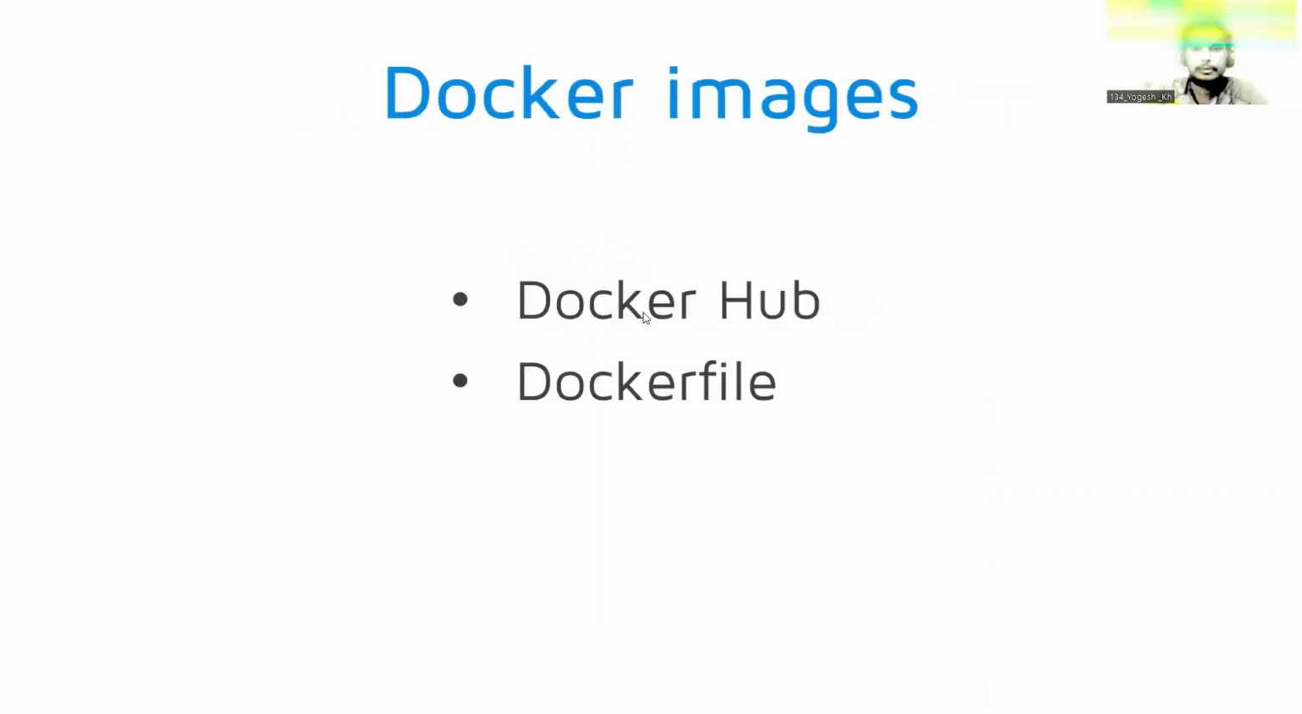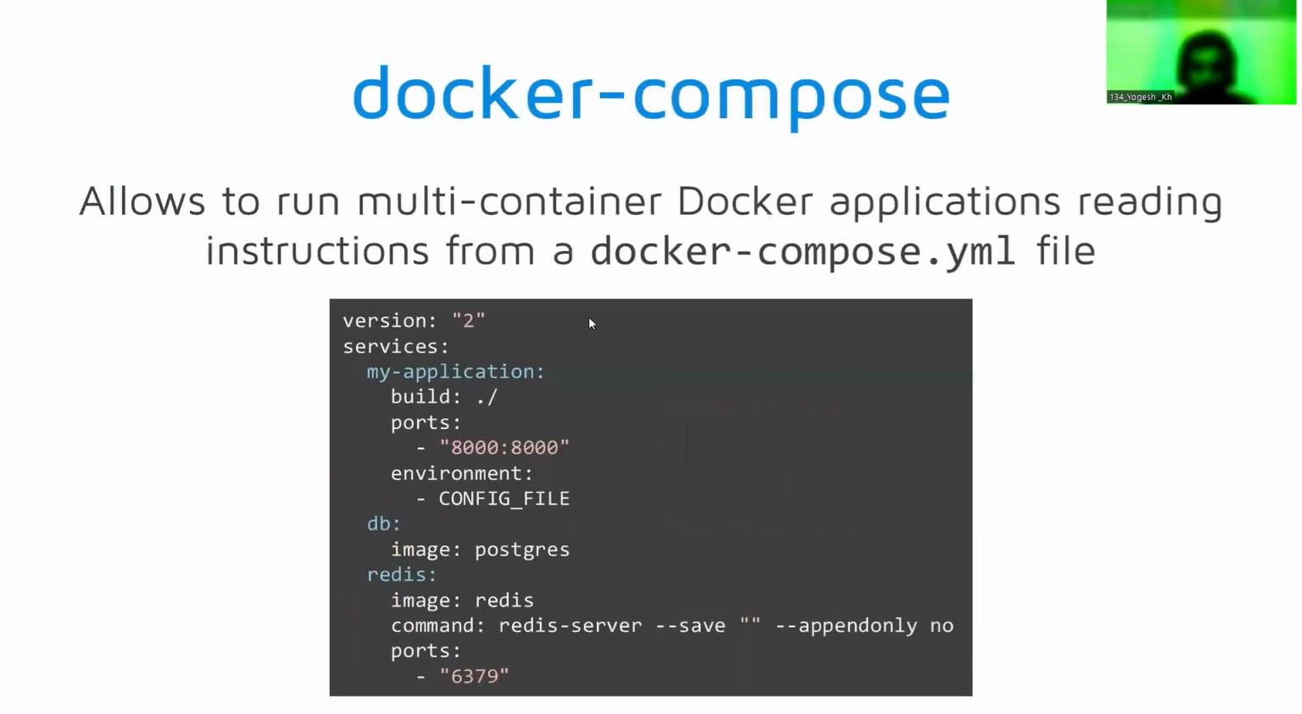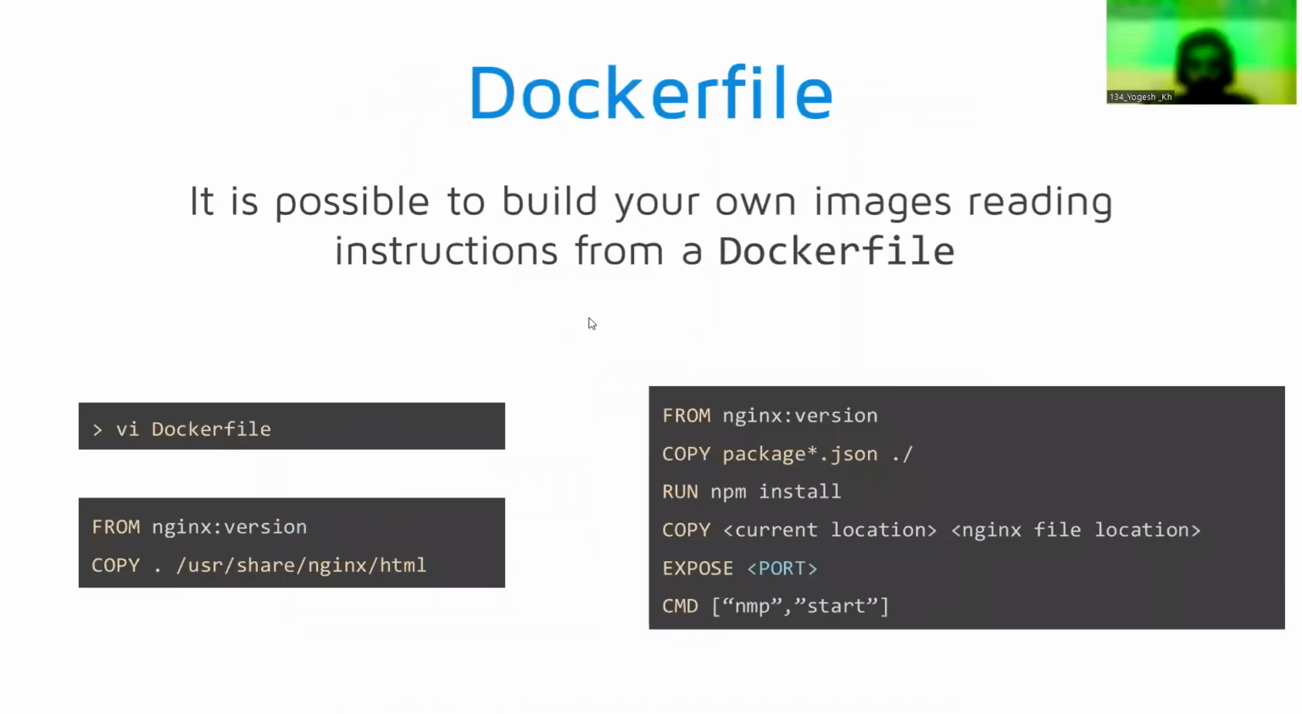A Docker image. To create our own images, we need a Docker Hub as well as a Dockerfile. In Docker Hub, there are different types of images available, like Nginx, MySQL, MongoDB. To create our own Docker image, we need a Dockerfile. Whatever we write in the Dockerfile, that file will be read by Docker and executed line by line by Docker.